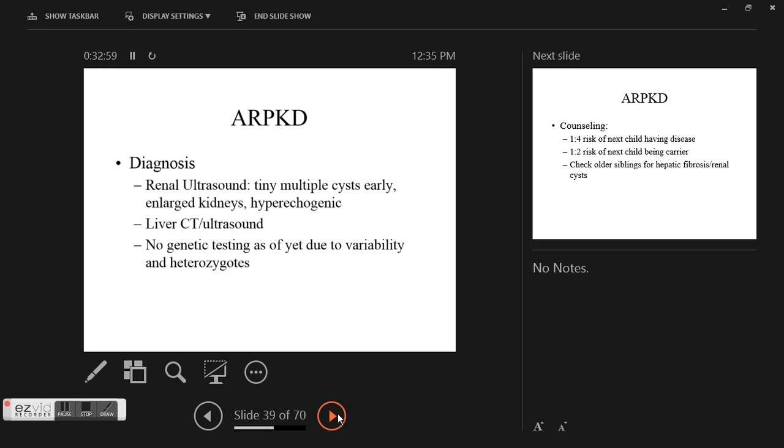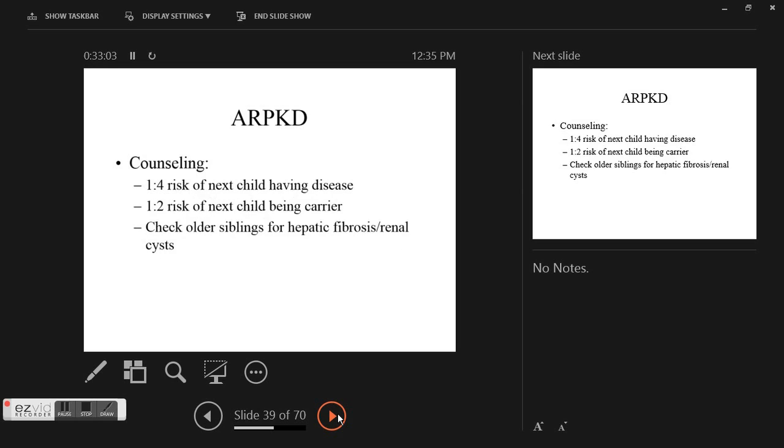Important is counseling, and they do like this question on boards with certain conditions. They may not do it with ARPKD, but they do with certain conditions where they'll say, what's the risk of transmission to the next child? Because that's what they want to know. A lot of times what they'll do is give you the scenario where this couple has a baby who has congenital hepatic fibrosis and the infant dies at 2 weeks of age. The parents want to know about their risk for the next child.